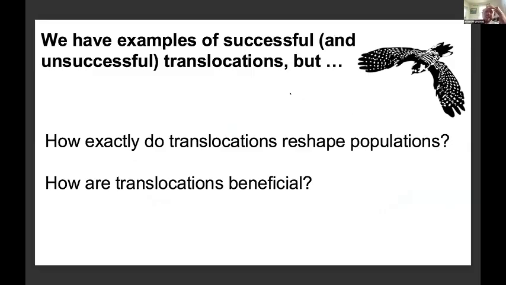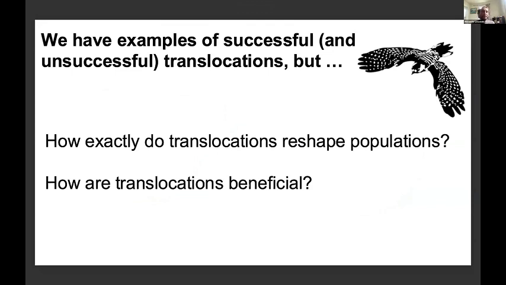And so there's a couple of questions that I have when I look at these. I've shown a couple of successful examples, and there are also unsuccessful examples of translocations that I didn't really talk about. But the questions that pop into my mind are: how exactly do these translocations reshape populations, and how exactly are these translocations beneficial?